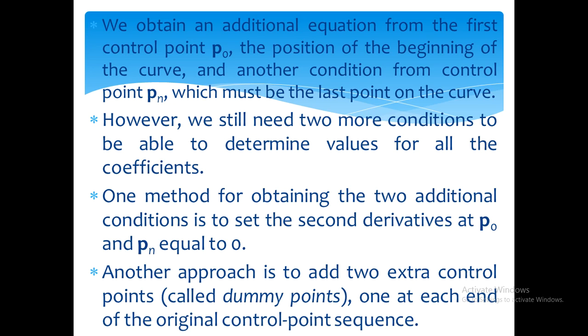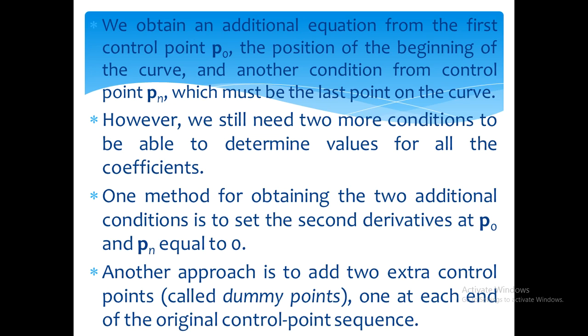One condition means second derivatives at P0 and Pn equal to 0. If both are equal to 0, then that is the boundary condition, meaning nothing but the first point starts at the first control point, and the last point ends at the last control point, right? One more method, another approach, is to add two extra control points, like how we have done.